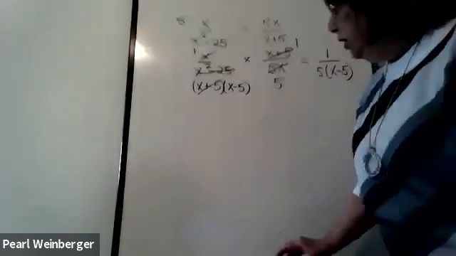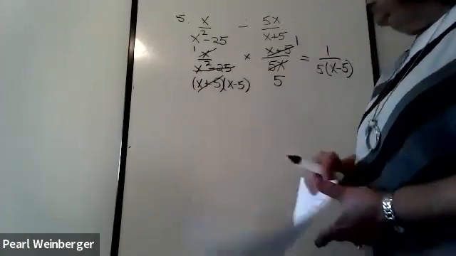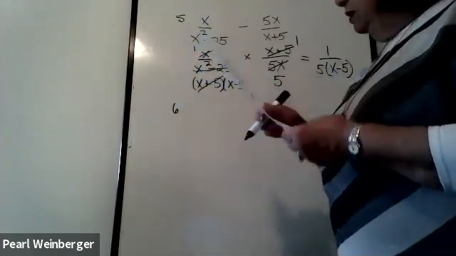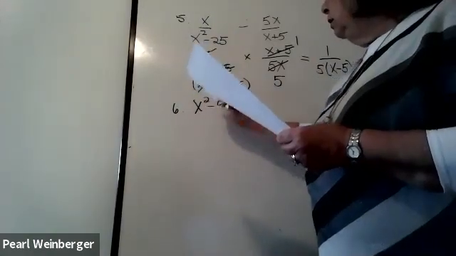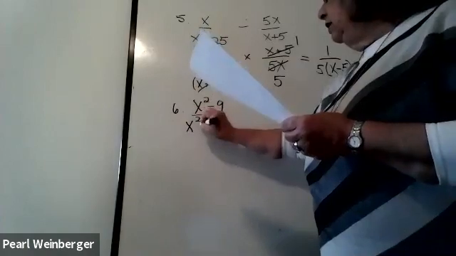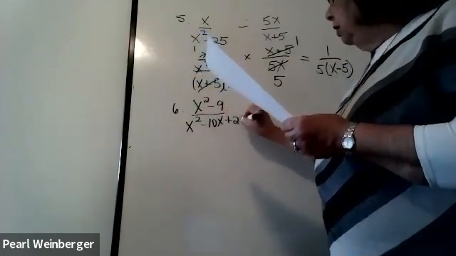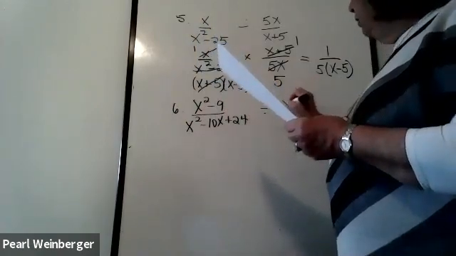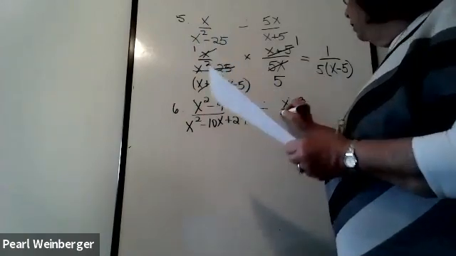Okay, so let's look at the last question that I had asked you to look at. It looks like this. x squared minus 9 over x squared minus 10x plus 24 divided by x plus 3 over 2x minus 12.